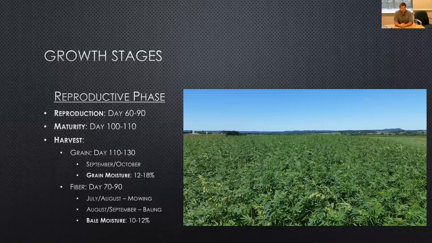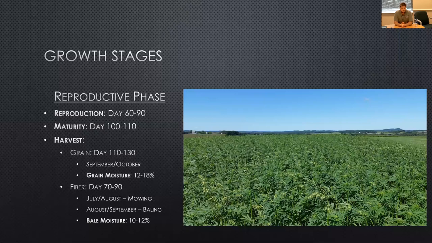Harvest is going to occur for grain at roughly day 110 to 130. This time frame will generally be the middle to end of September or the beginning half of October. We want the grain moisture to be in the range of 12 to 18% at harvest time, which again will allow for quite a bit of green material in the stalks and leaf matter.